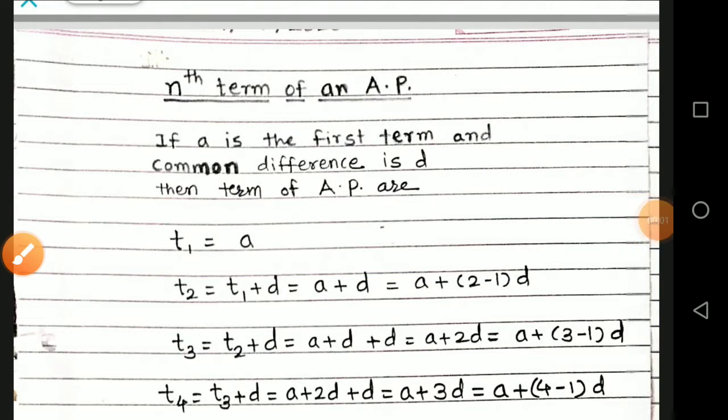Hello students, now we are learning about the nth term of an AP. If a is the first term and the common difference is d, then the terms of the AP are, now we are writing the terms in the form of a and d. We have used the notation for denoting the terms as T1, T2, T3, T4 and so on up to Tn. Now the same terms we are writing with the help of a and d.